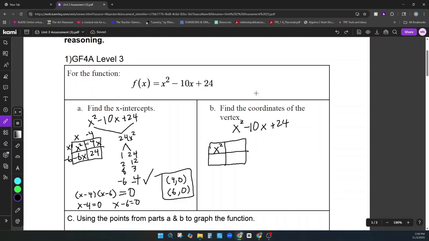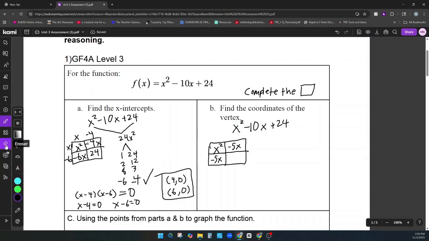The process is referenced in the name. Complete the square. Squares are even on all sides, so I want to make my box here even on all sides. So I need to split my x's evenly. So negative 5x is going to go here, and negative 5x is going to go here. So that this side is x squared and negative 5x, and this side is x squared and negative 5x.